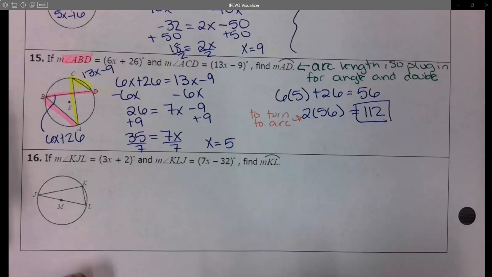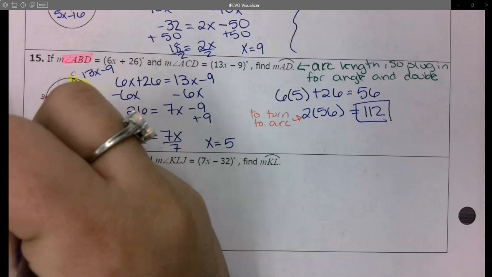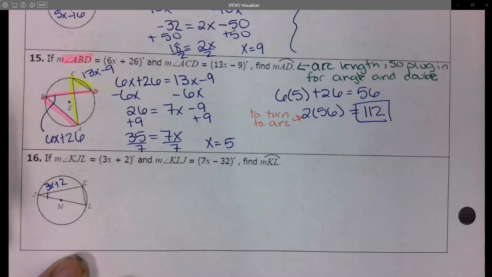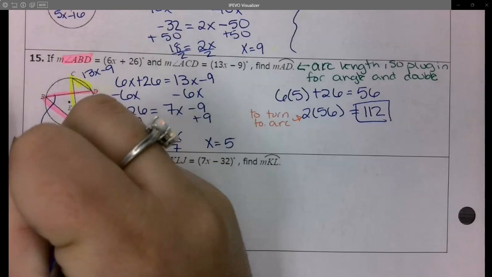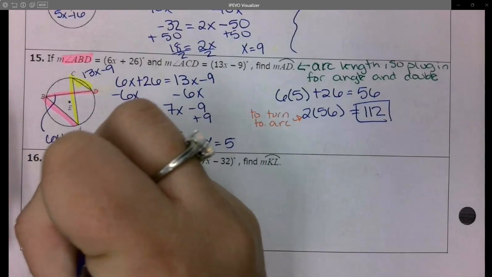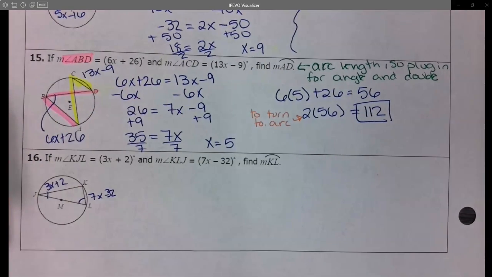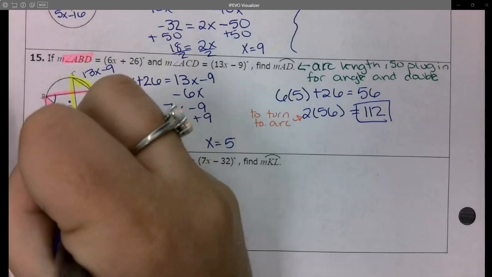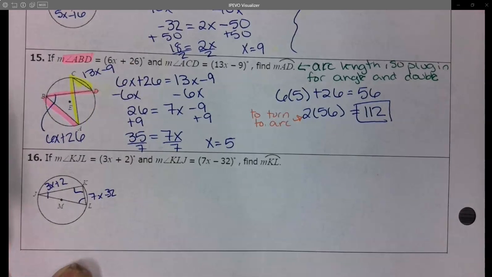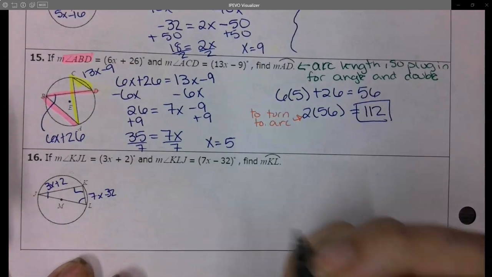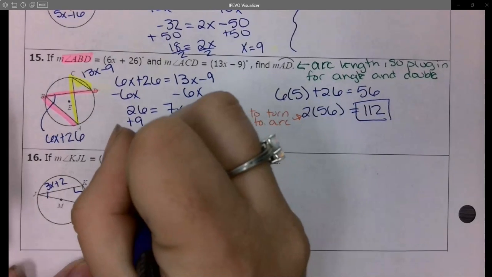So number 16 tells me KJL is 3x plus 2. KLJ is 7x minus 32. And then I know that this one is a right angle, so that's going to be 90 degrees. So I want to add up all three of my angles and set it equal to 180.